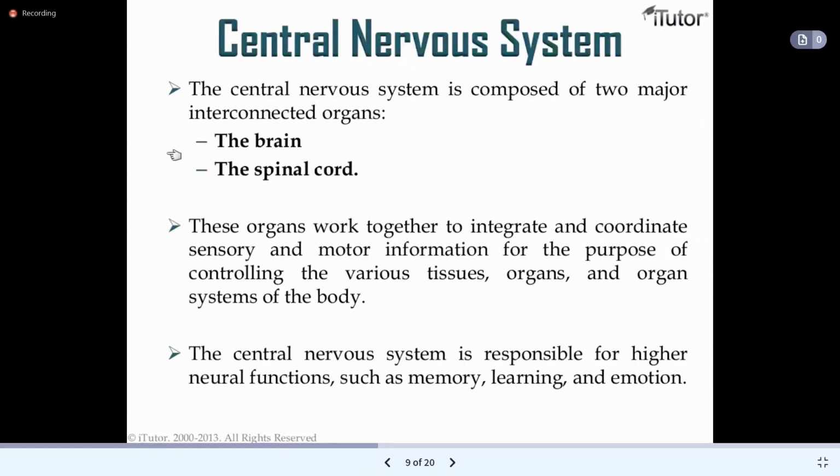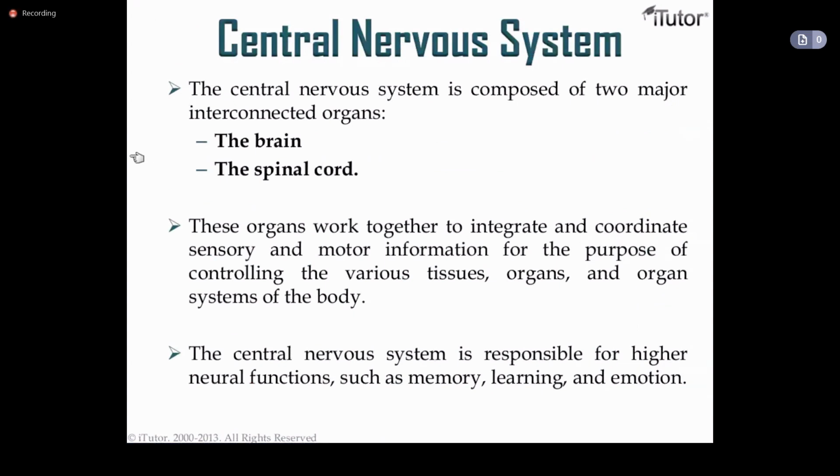Yeah, the central nervous system. The central nervous system is composed of two major interconnected organs. One is the brain and the other is the spinal cord. These organs work together. This is integrated, coordinating sensory and major information for the purposes of controlling the various tissues, organs, and organ systems.